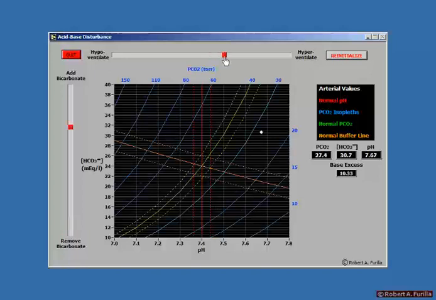Now, what's happening here? We have an alkalosis, 7.67. What caused it? The two things that could cause it would be low PCO2 or high bicarbonate. Well, the PCO2 is low and the bicarbonate is high. Clearly, this is a mixed acid-base disturbance, combined effects of respiratory alkalosis and metabolic alkalosis. Well, that concludes the discussion on acid-base physiology.